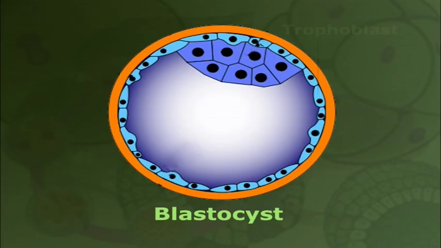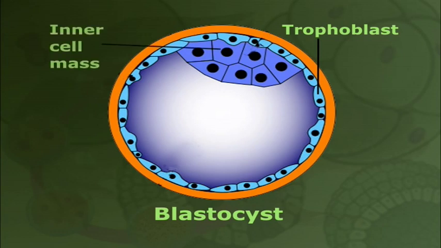Outer cells are called trophoblasts or cells of Rauber. They form a trophoderm. This layer gets attached to the uterine wall. Inner cells form the embryo and are called the inner cell mass.